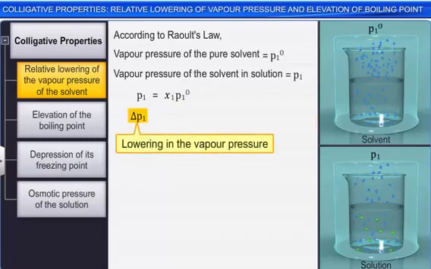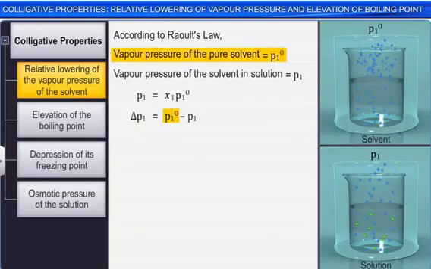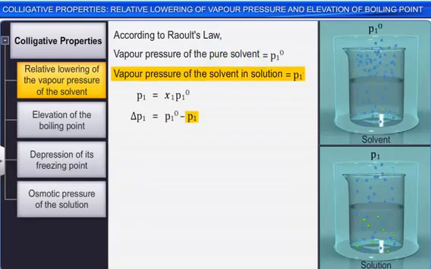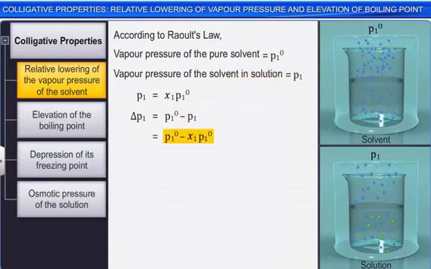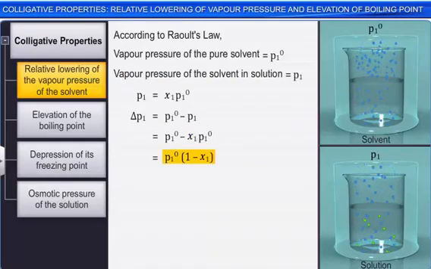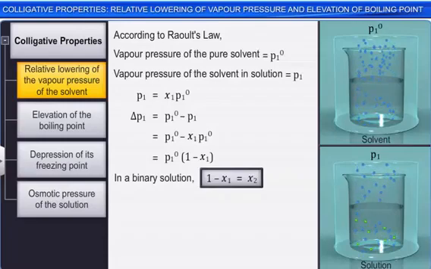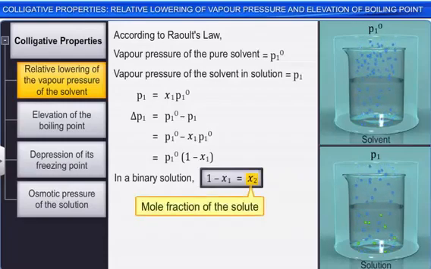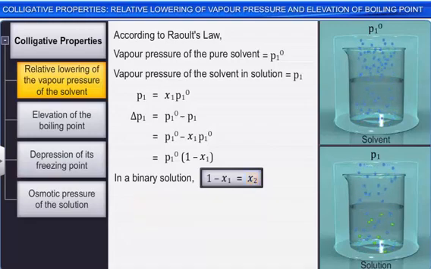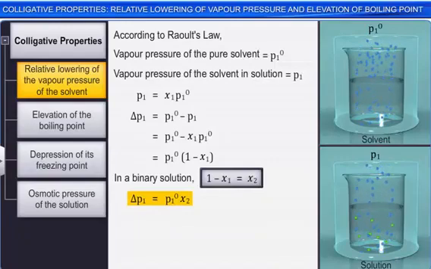The lowering in the vapor pressure of the solvent, ΔP1, is equal to the vapor pressure of the pure solvent, P1°, minus the vapor pressure of the solution, P1, or P1° − X1 × P1°. Rearranging the terms, we get ΔP1 = P1° × (1 − X1). In a binary solution, 1 − X1 is equal to X2, that is, the mole fraction of the solute. Therefore, the lowering in vapor pressure ΔP1 is equal to P1° × X2.